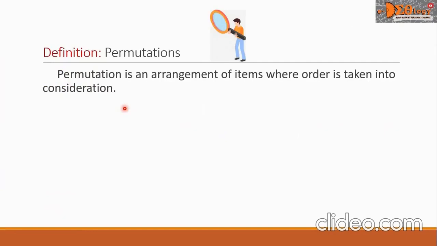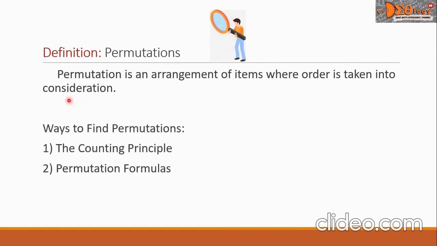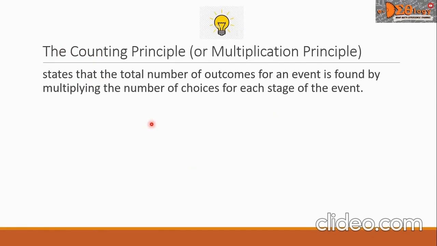Let us define permutation. Permutation is an arrangement of items where order is taken into consideration. There are ways to find permutations. Number 1, the counting principle. Number 2, permutation formulas. Let us study the counting principle, or sometimes called multiplication principle.